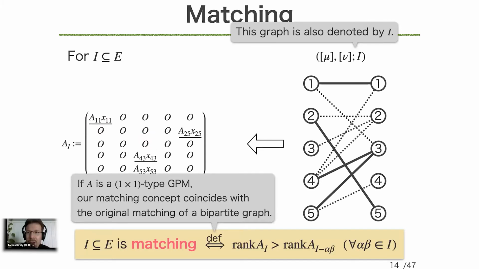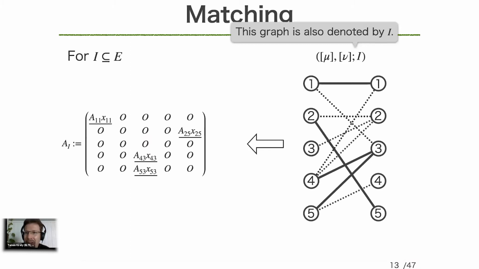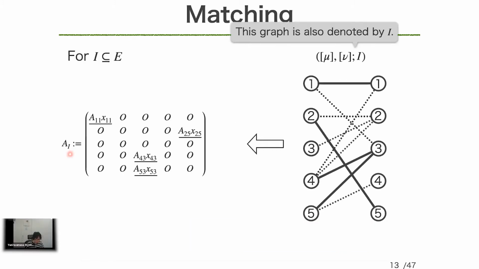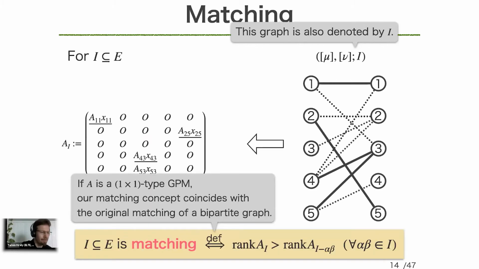There is a question: is the rank computed over a finite field F, or any field? Here this rank means the rank over F. Over F. Okay. But the rank of this matrix A_I is computed over the rational function field F(x). Okay, thanks.